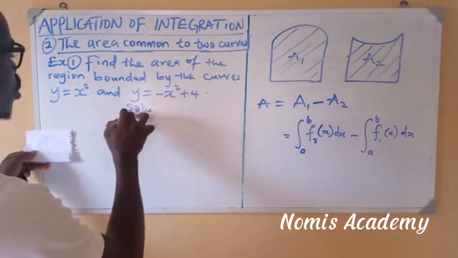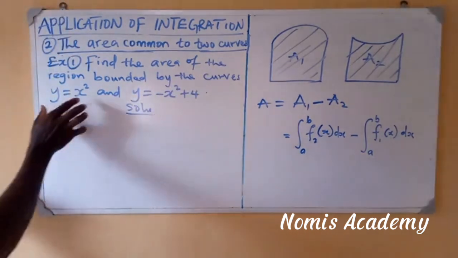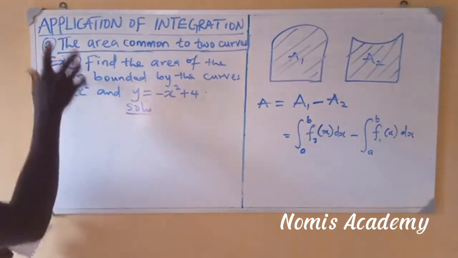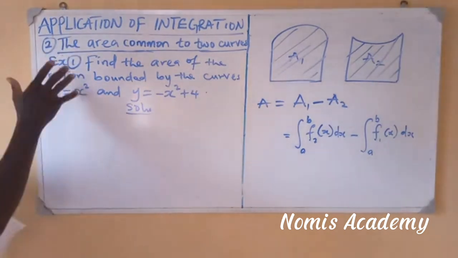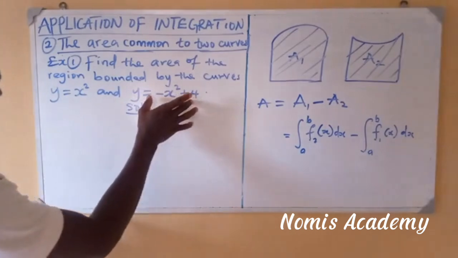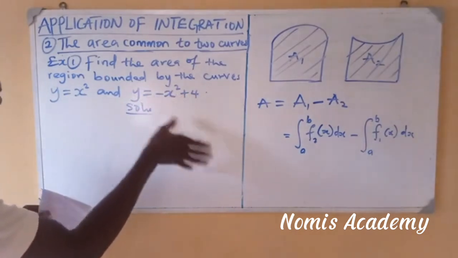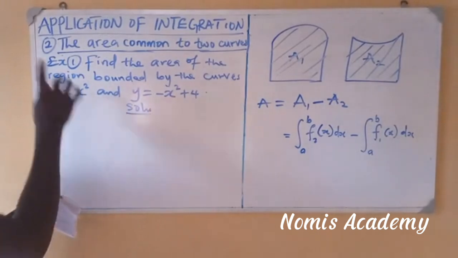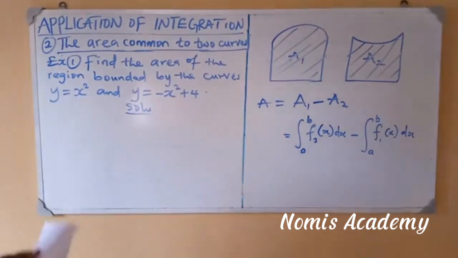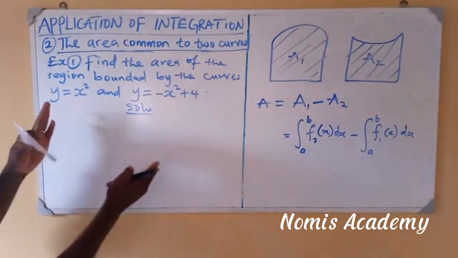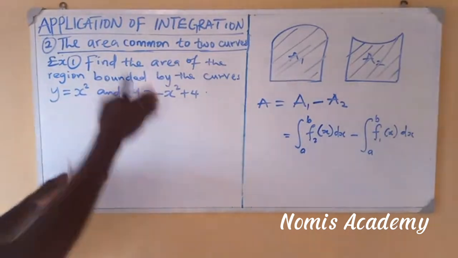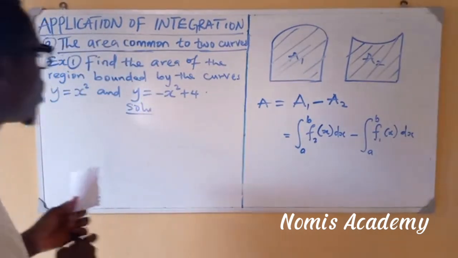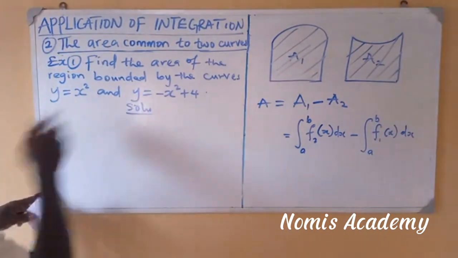Solution. You agree with me that the first curve is the curve facing up, while this is the curve facing down. This is a parabola facing down, while this is the curve facing up. So what we need to do is get the values of x, or the vertical lines, at the points where the curves intersect. To do that, we need to get our x values.